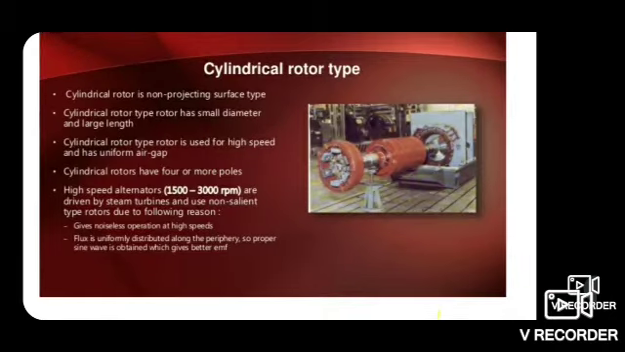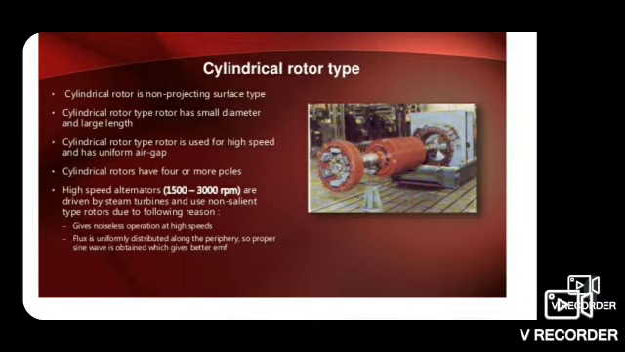Next one is cylindrical rotor type. See the diagram, it is a cylindrical alternator. It is a non-projecting surface type. The rotor has smaller diameter and larger length. Cylindrical rotor type is used for high speed and has uniform air gap. Cylindrical rotors have 4 or more number of poles.